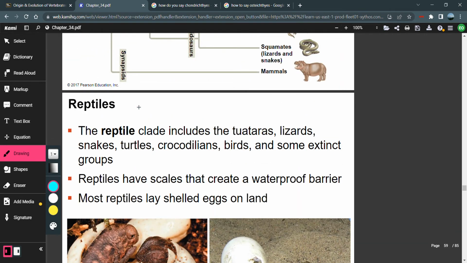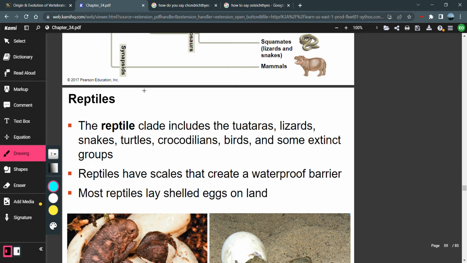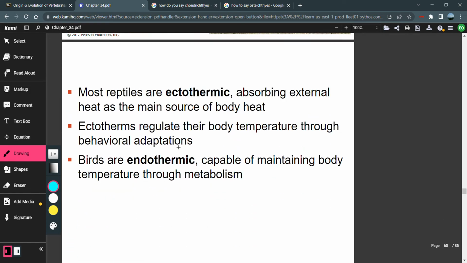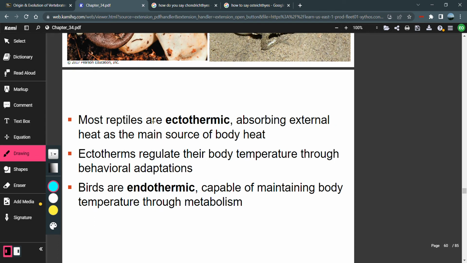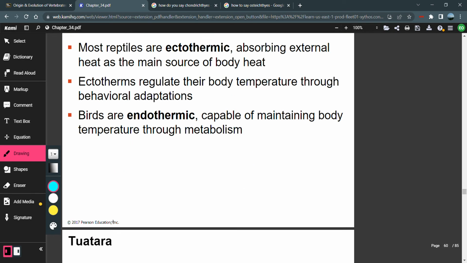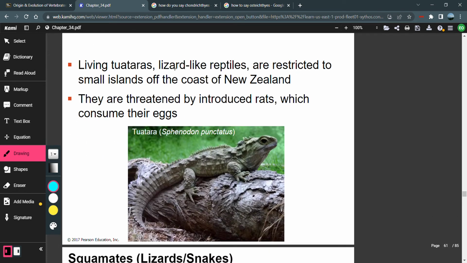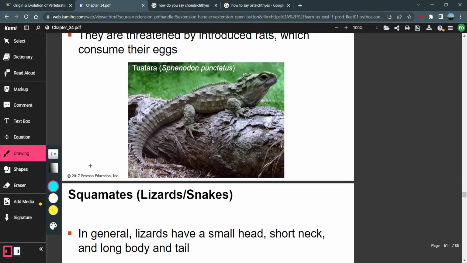So reptiles. Fertilization takes place internally, they have scales, and a waterproof barrier prevents desiccation, or prevents them from drying up. And they are ectothermic, meaning that they absorb external body heat, and birds are endothermic, meaning that they gain their heat from metabolism. The tuatara are lizard-like reptiles and are restricted to small islands off the coast of New Zealand. They are threatened by introduced rats, which consume their eggs.